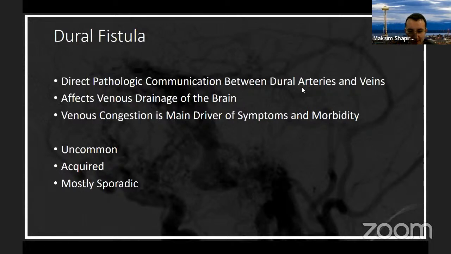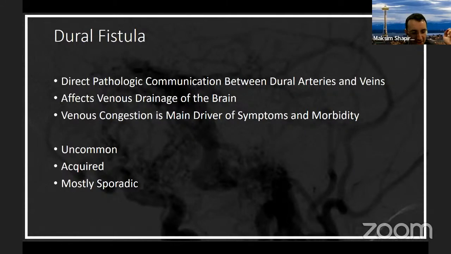It's a direct communication between dural arteries and veins in the dura, the cover of the brain. The main problem with it is that even though the fistula is not in the brain, it interferes with the venous drainage of the brain. That's the main issue with it, really, the driver of pathology. They're not very common. We don't even know what the incidence of them is, really.